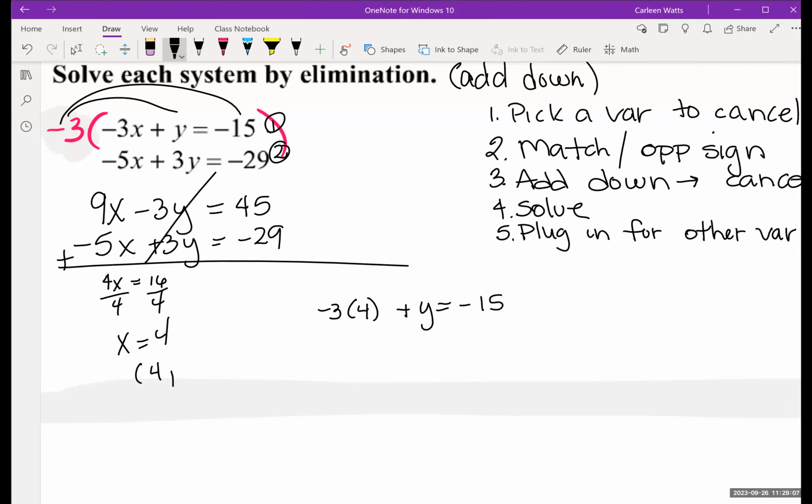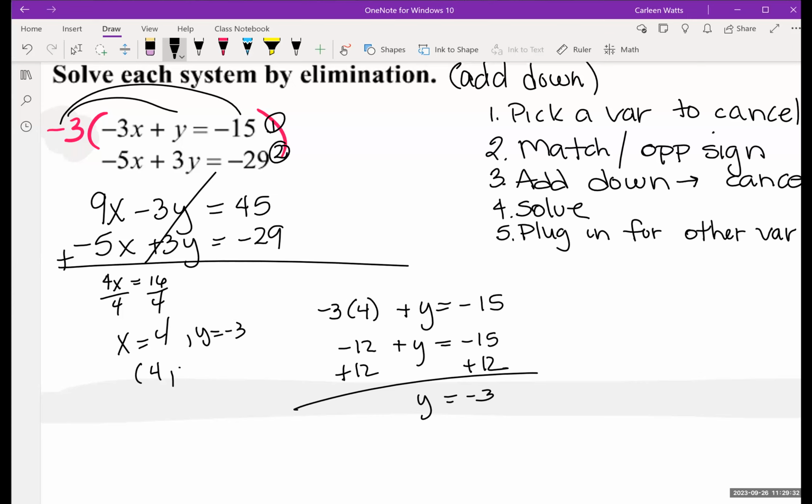So we started these last week. Hopefully this looks a little bit better than the first time you saw them. Okay, -3 times 4 is -12 plus y equals -15. Solve the equation, add 12 to both sides. y is equal to -3. The point where those two lines intersect is 4, -3.